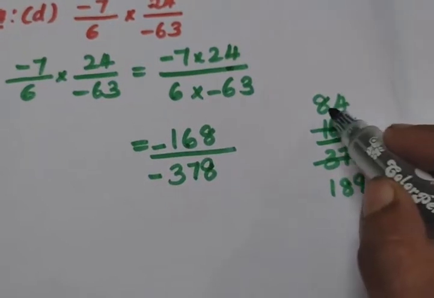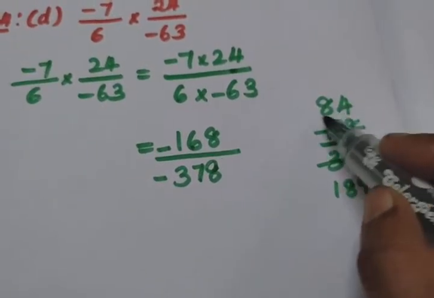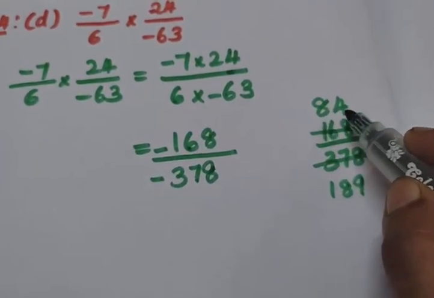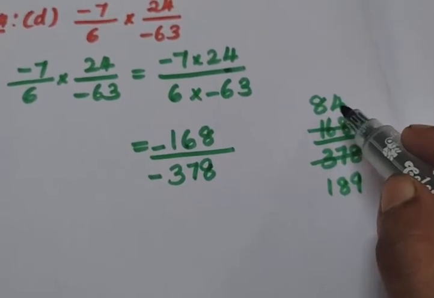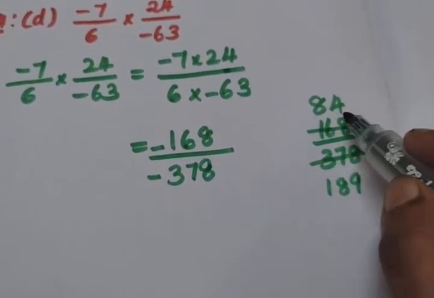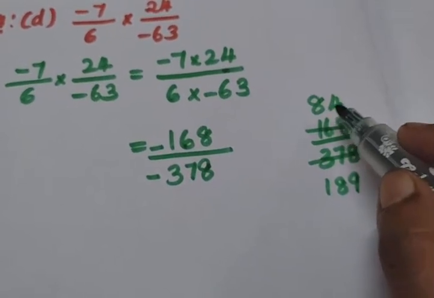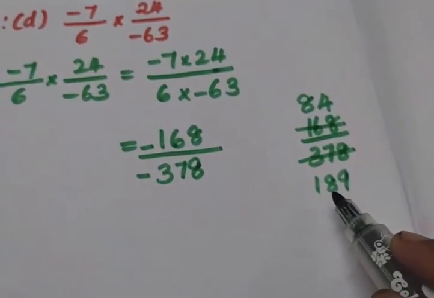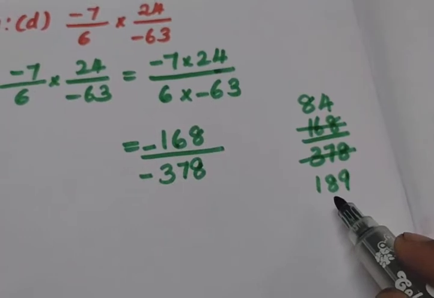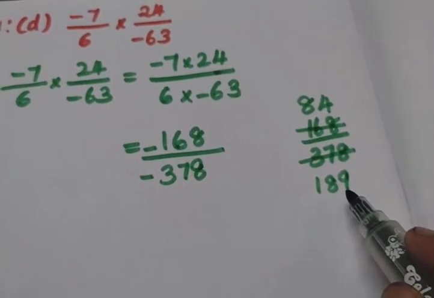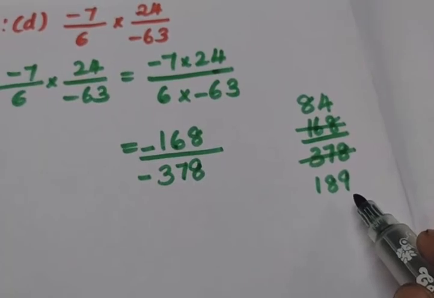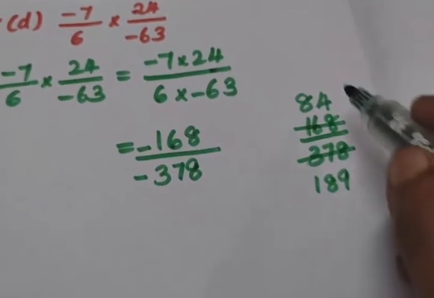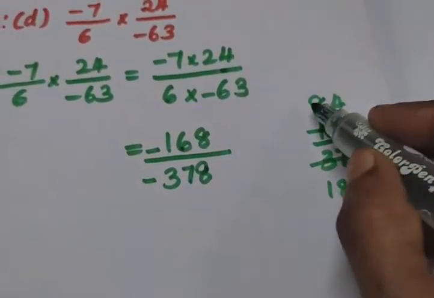Here 8 plus 4 is 12. Take the sum of the digits 8 and 4: 8 plus 4 is 12. 12 is in the third table, so 84 is divisible by 3. Now take the sum of the digits of 189: 1 plus 8 is 9, 9 plus 9 is 18. 18 is also in the third table, so 189 is also divisible by 3. Both numbers are divisible by 3, so we can divide by 3.